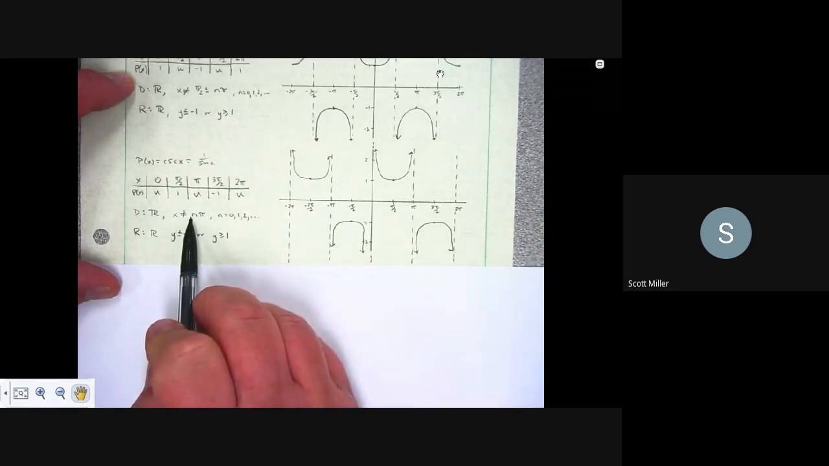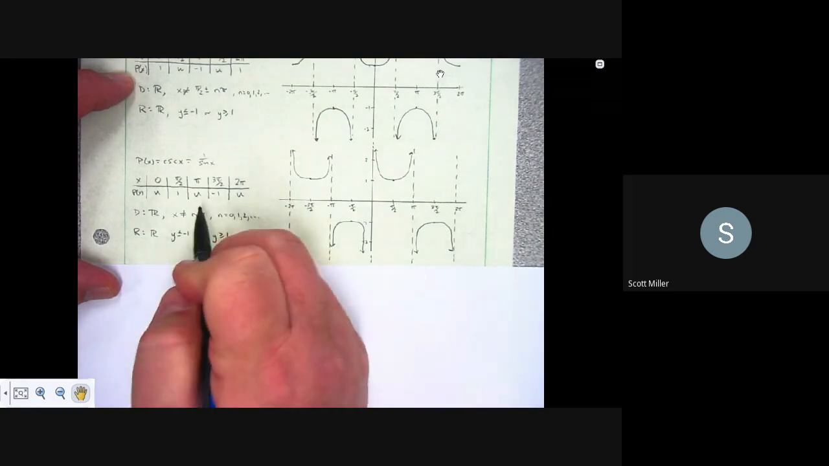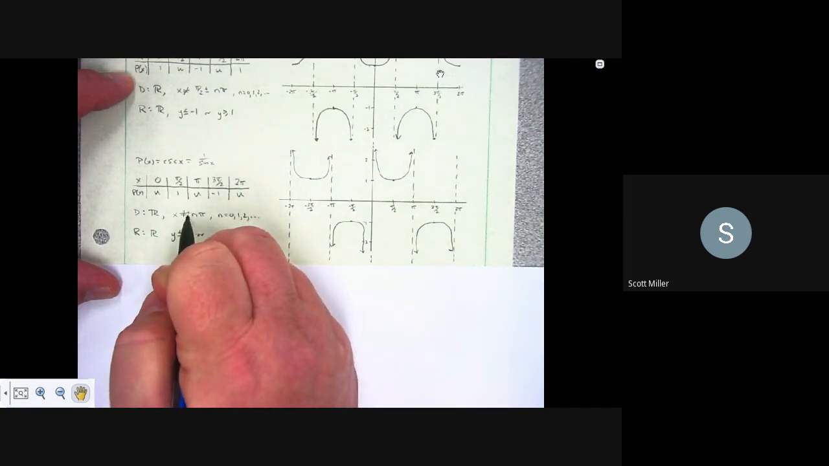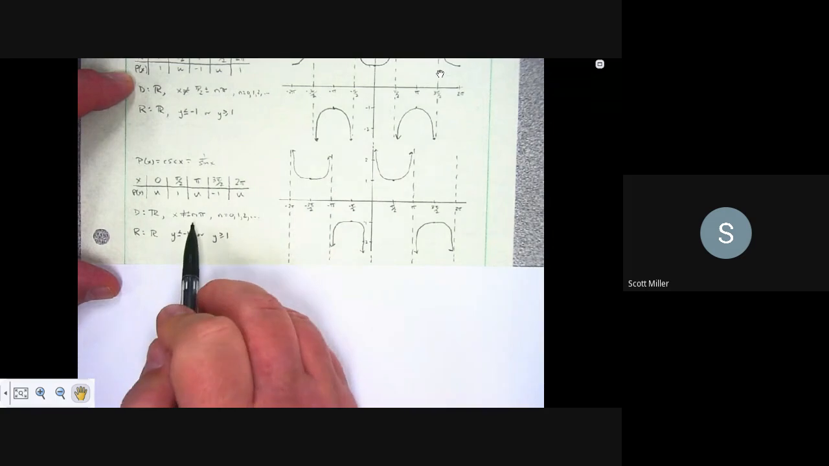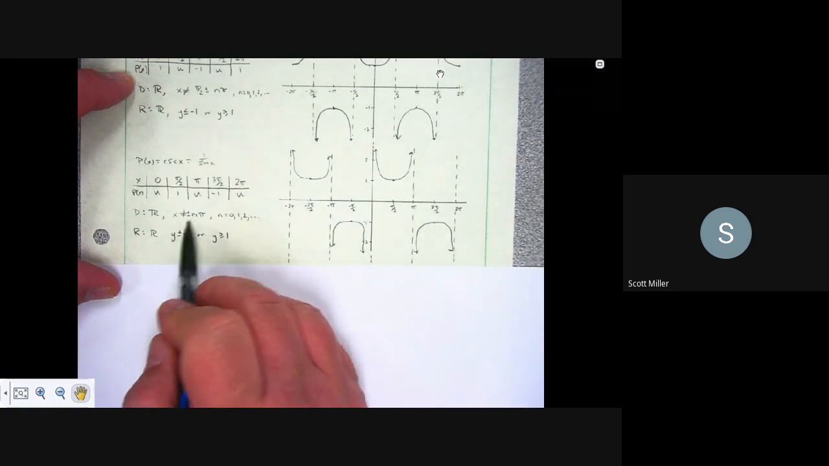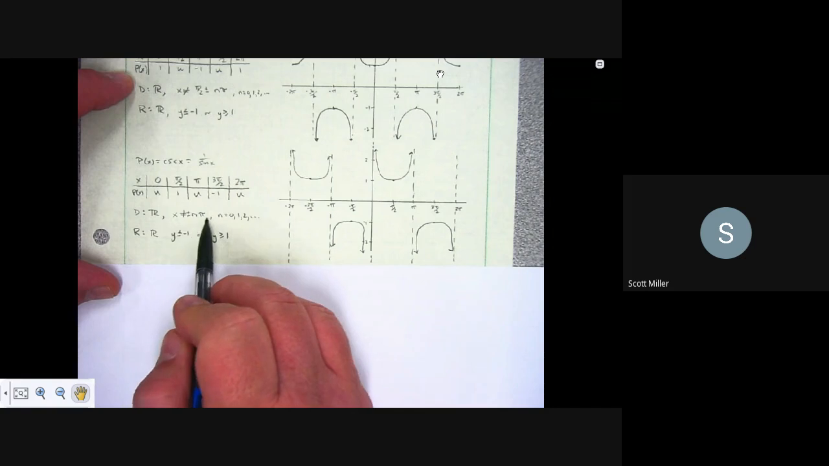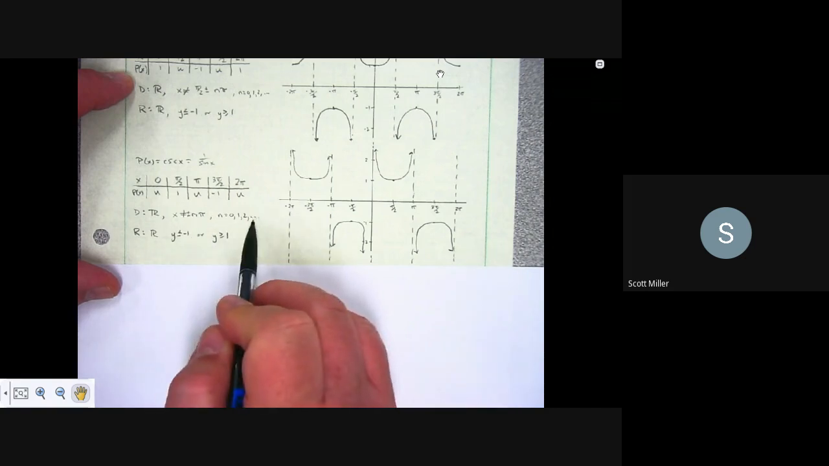And so then this would be written as 0 plus or minus n pi. And I should put plus or minus here. Excuse me, I forgot that. Plus or minus n pi. But we don't need to write the 0 in front. So it's just x cannot equal plus or minus n pi. And n is the counter. And that gives me all of those forever.